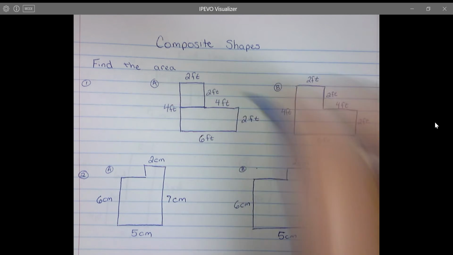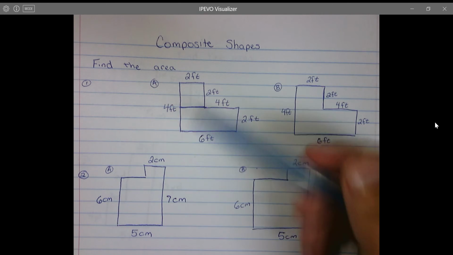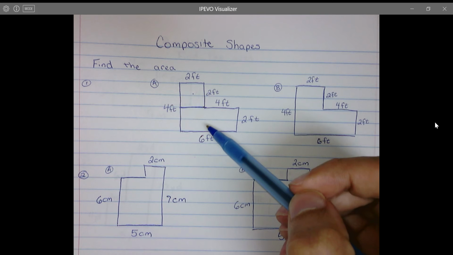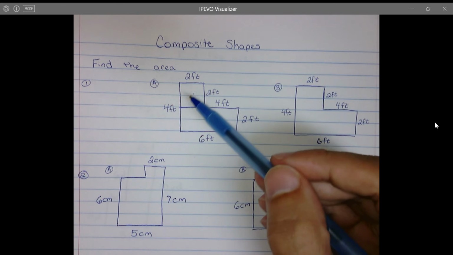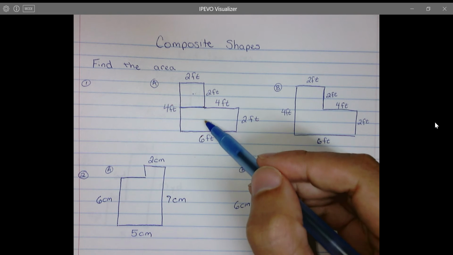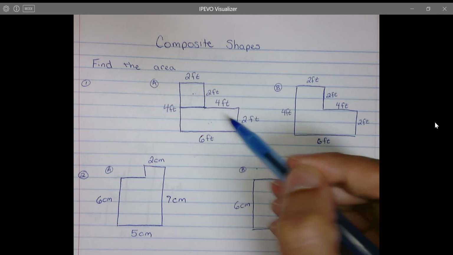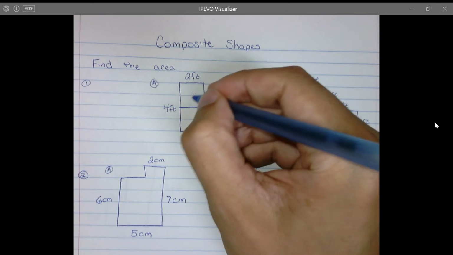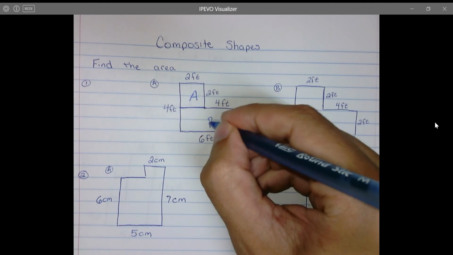I'm just going to make this 2 different rectangles. We see one rectangle here and one rectangle here. So if I find the area of this rectangle and then the area of this rectangle and add them together, I'd get the area of the whole thing. So let's do that. And I'm going to label my rectangles. I'm going to call this A, call this B.